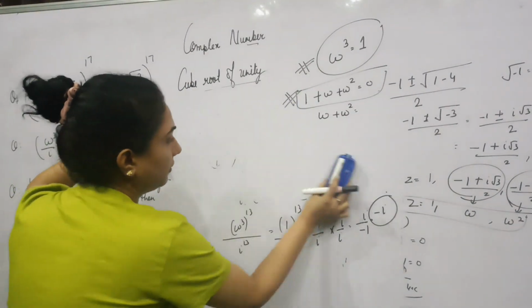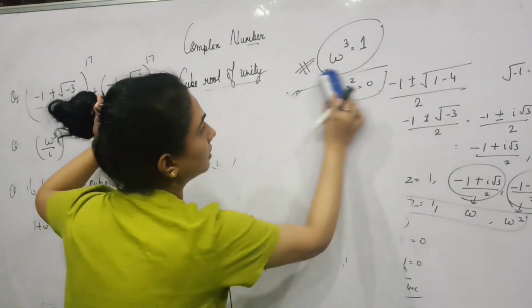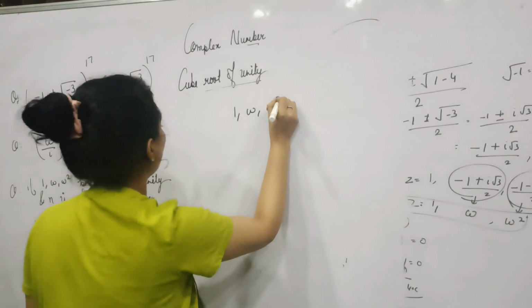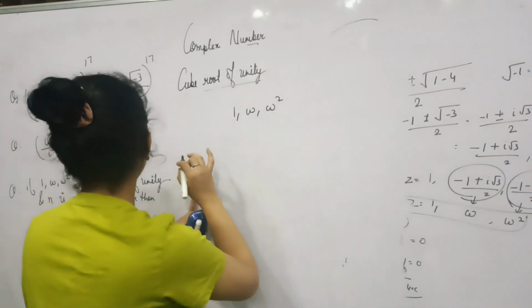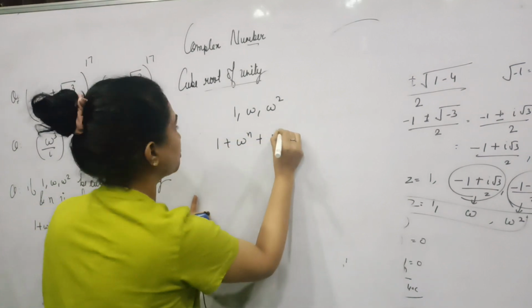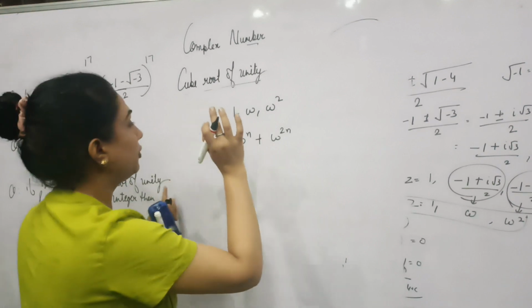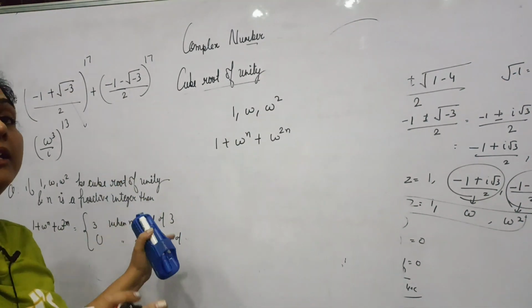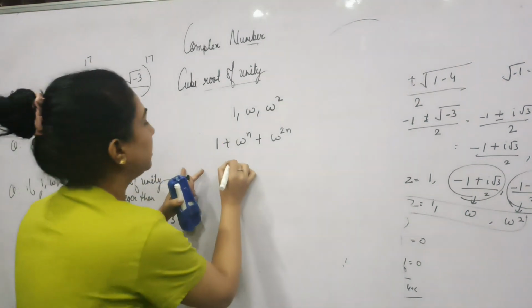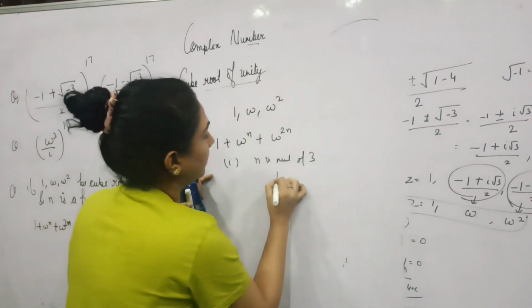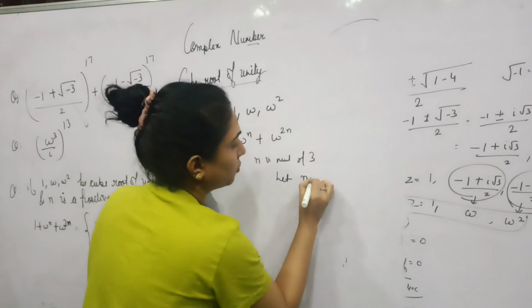So we will solve it. We all know this is the cube root of unity, and n is a positive integer. First we will take the equation 1 plus omega raised to power n plus omega raised to power 2n. We have to prove it for when n is a multiple of 3 and when n is not a multiple of 3. First we will take that n is a multiple of 3. Let's take n is equal to 3.